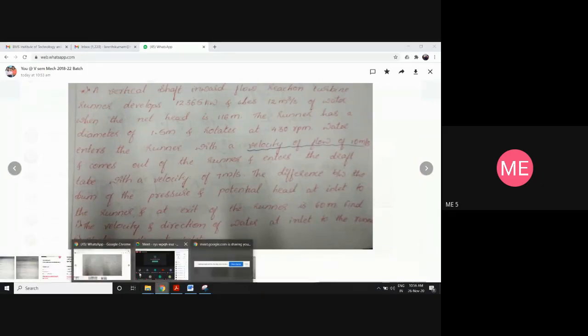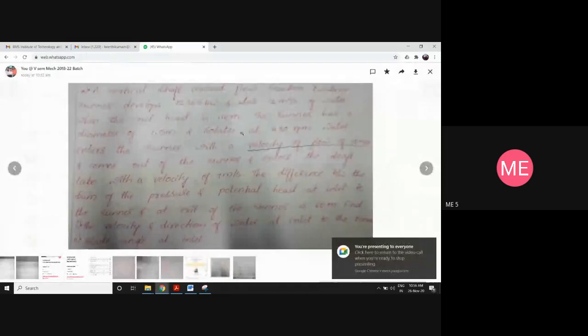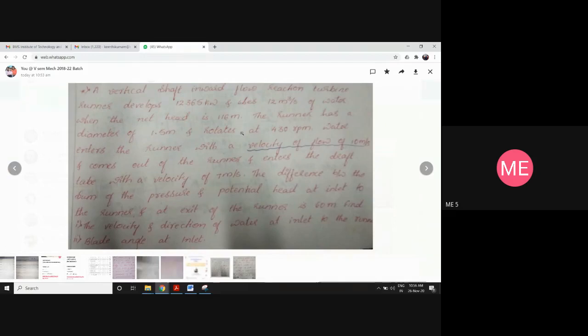Please copy this question. A vertical shaft inward flow reaction turbine. See, here he has not given Francis turbine. He has given another name, that is inward flow reaction turbine. That is the other name for the Francis turbine. I'll give today all the different names we call it, so that will be easy for you.